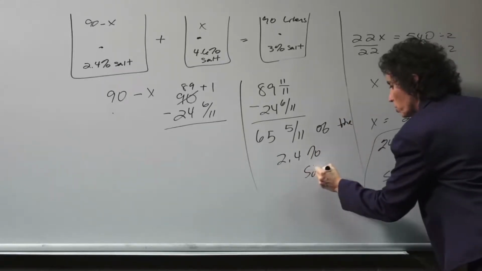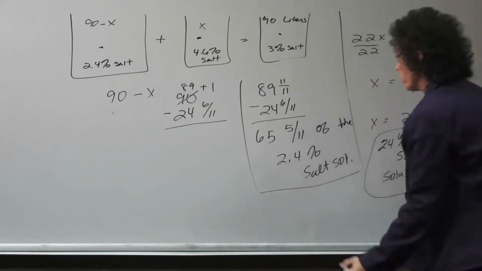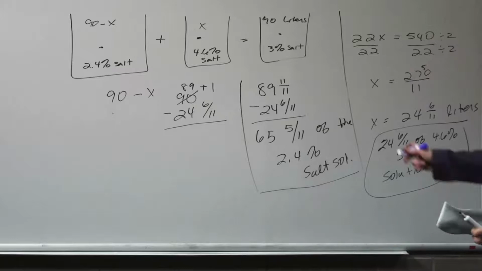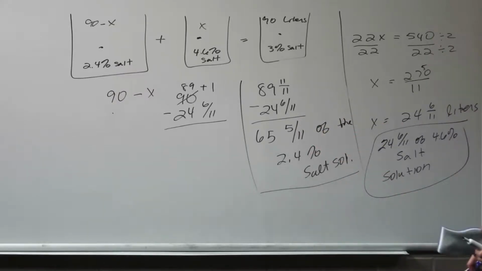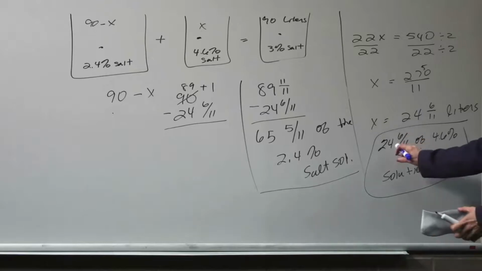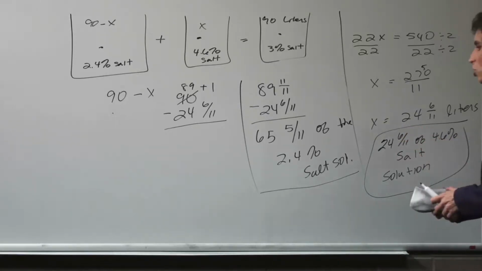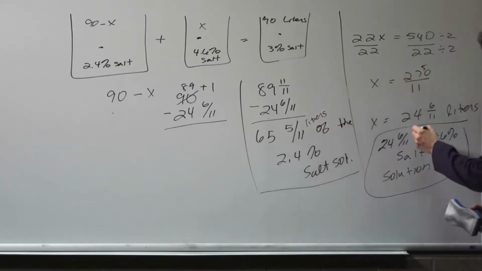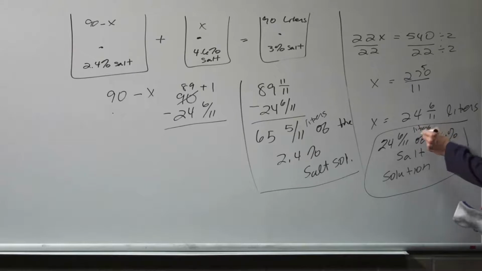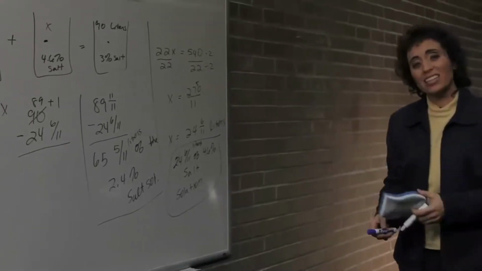2.4% salt solution. And that's it. You're done. So 65 and 5 elevenths liters of the 2.4% salt solution, and 24 and 6 elevenths liters of the 4.6%. Okay, and we're done. That was a tough problem because we had an ugly, ugly answer.